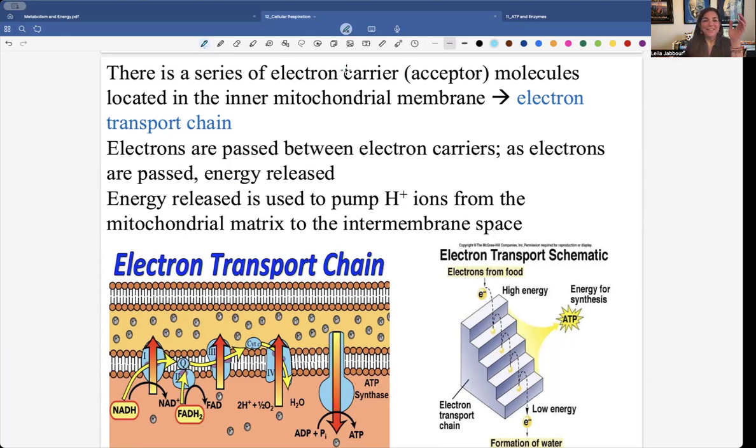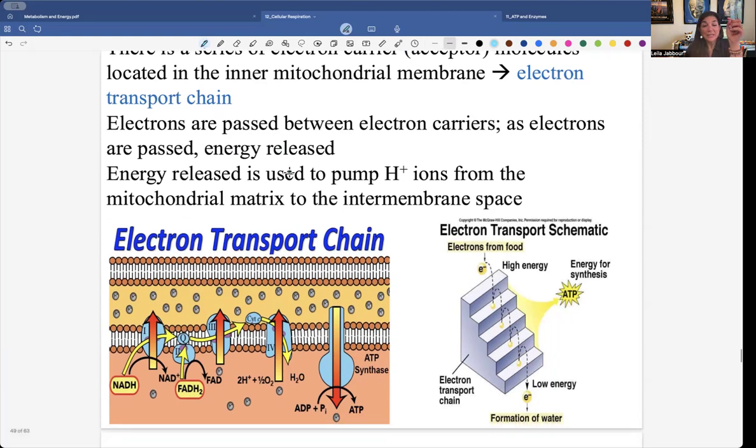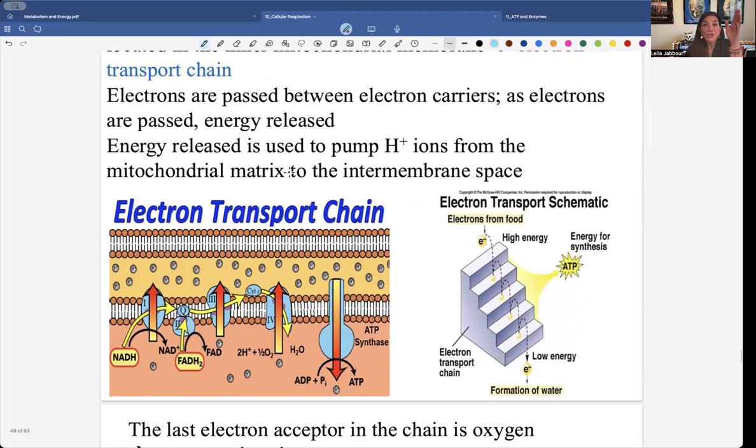It's too hot. So the electrons are passed between electron carriers, and as electrons are passed, energy is released, and the energy released is what's used to pump and pump and pump these hydrogens against their gradients. And they are pumped in that intermembrane space. Okay?